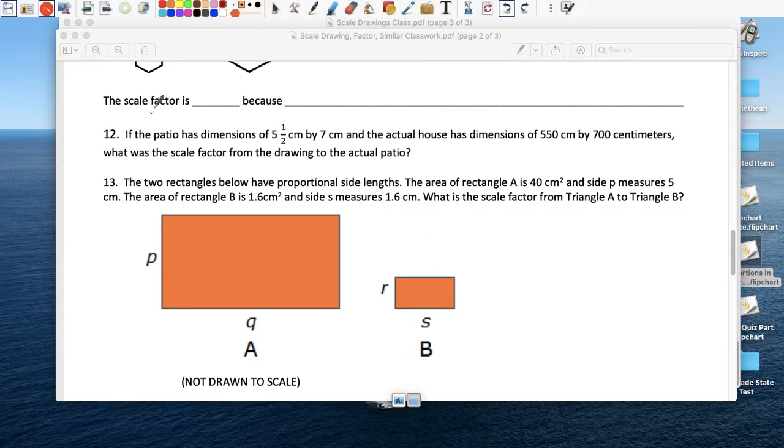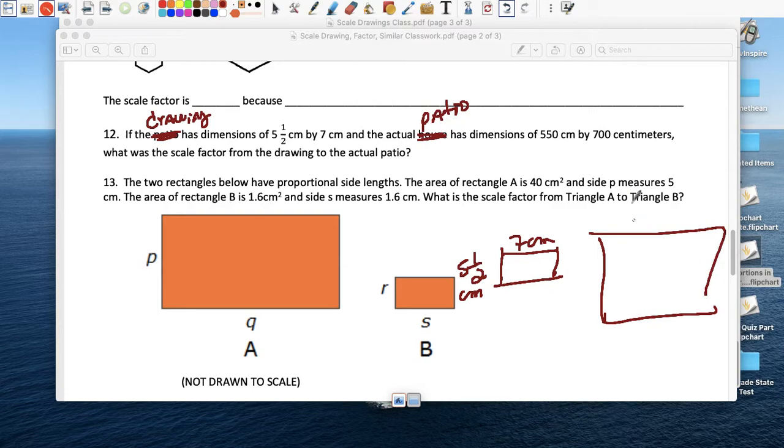This patio, so I made this the drawing. If the drawing has dimensions 5.5 by 7, and the actual patio has dimensions of 550 by 700, what is the scale factor from the drawing to the actual? So let's do the small one. This small one, this is 5.5. This is 7 centimeters. In real life, that patio, right, has dimensions 550, and this is 700.